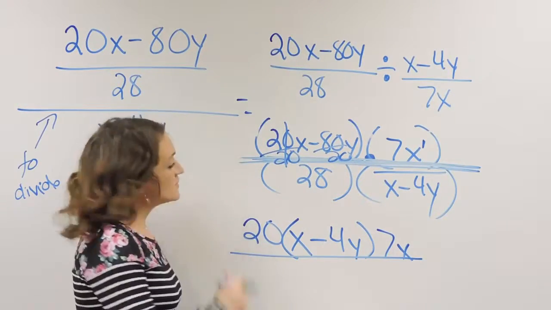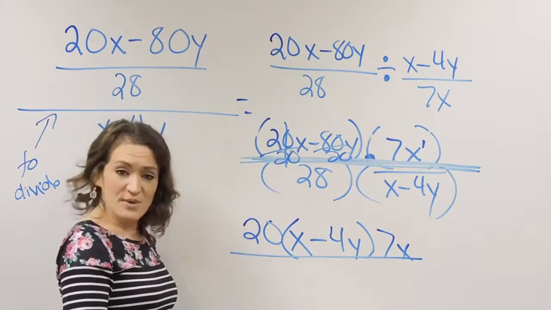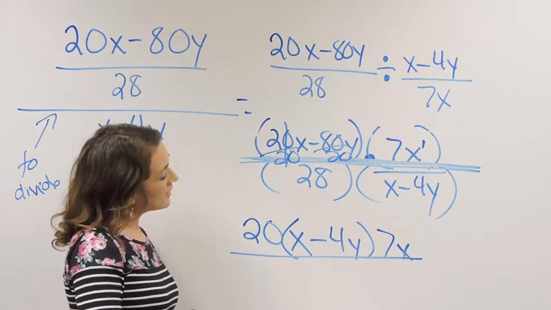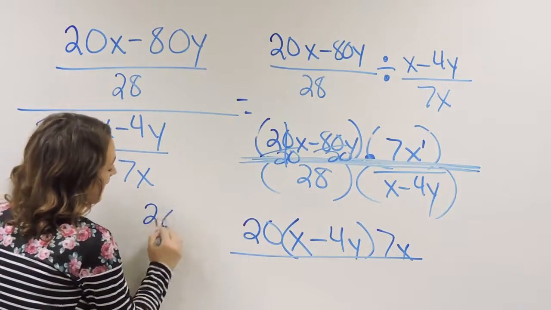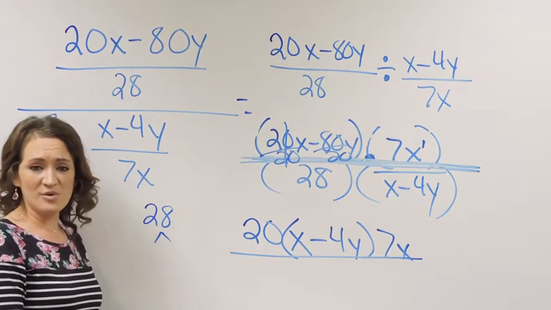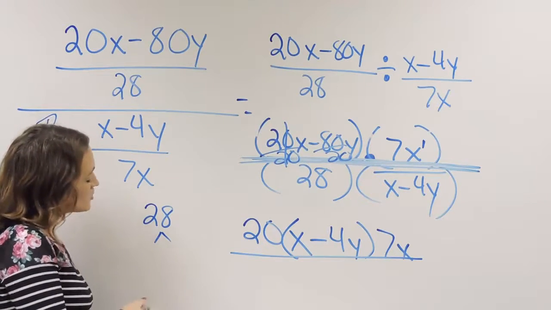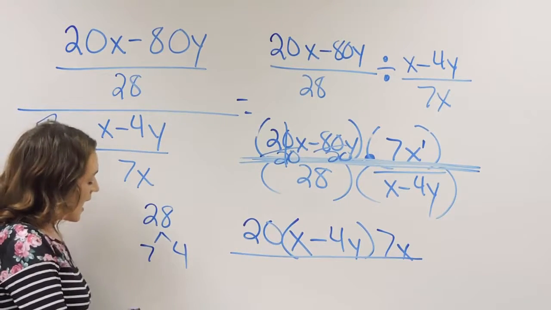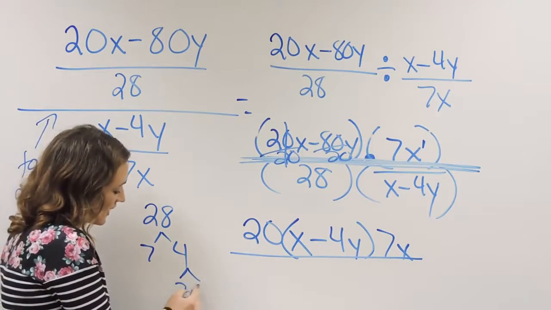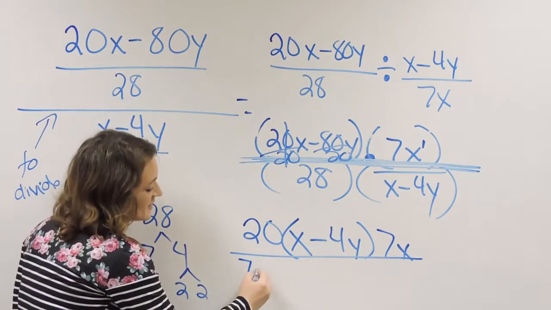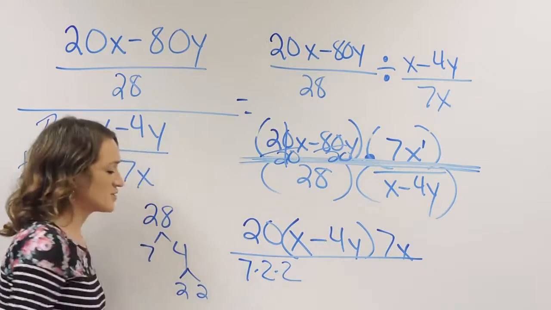Now let's move down to our denominator, and the first thing we have in our denominator is a 28. So let's think, how can we break up a 28? Sometimes it's nice to make a little factor tree to see how the number breaks down, because looking at 28, let's see, 28 is a 7 times a 4, but that 4 is also a 2 times a 2. So really 28 is 7 times 2 times 2.